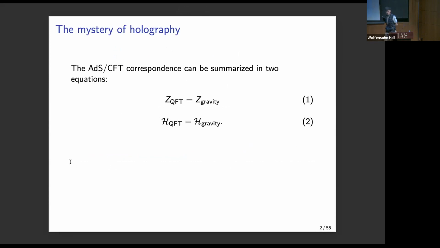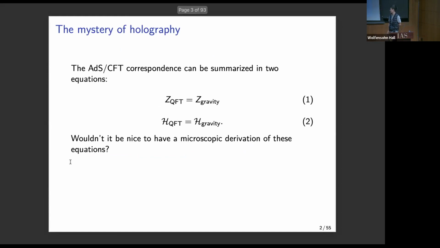The first one equates the partition function of gravity with the partition function of quantum field theory. And the second one equates their Hilbert space. And wouldn't it be nice to have a microscopic derivation of these equations? By that I mean starting from just the UV definition of the theory and just doing some transformations without any input from knowledge about string theory.